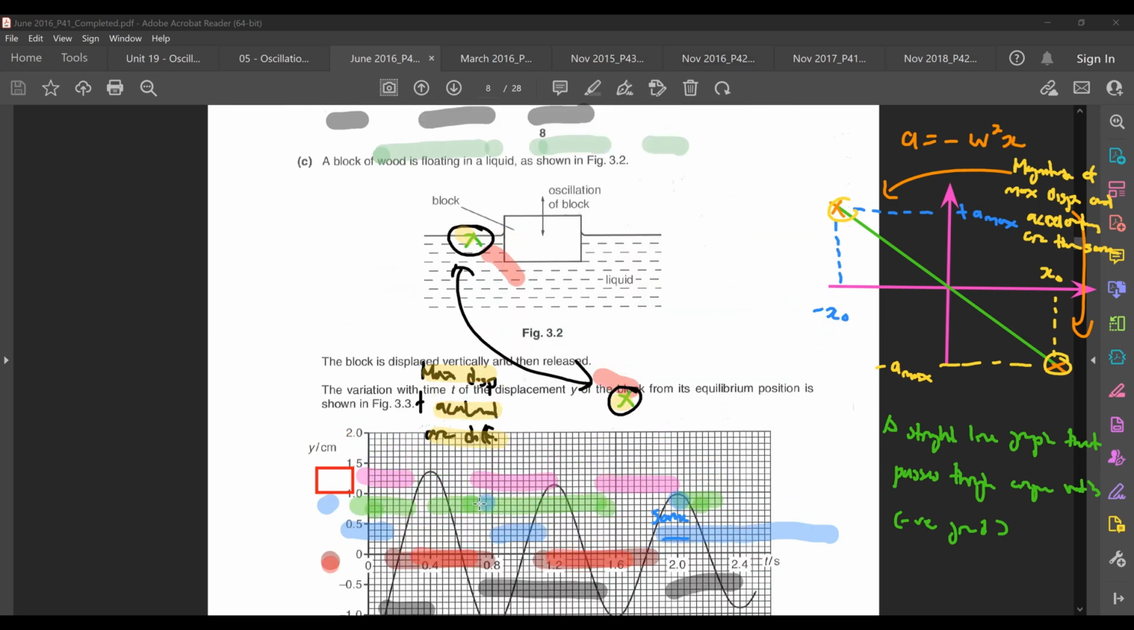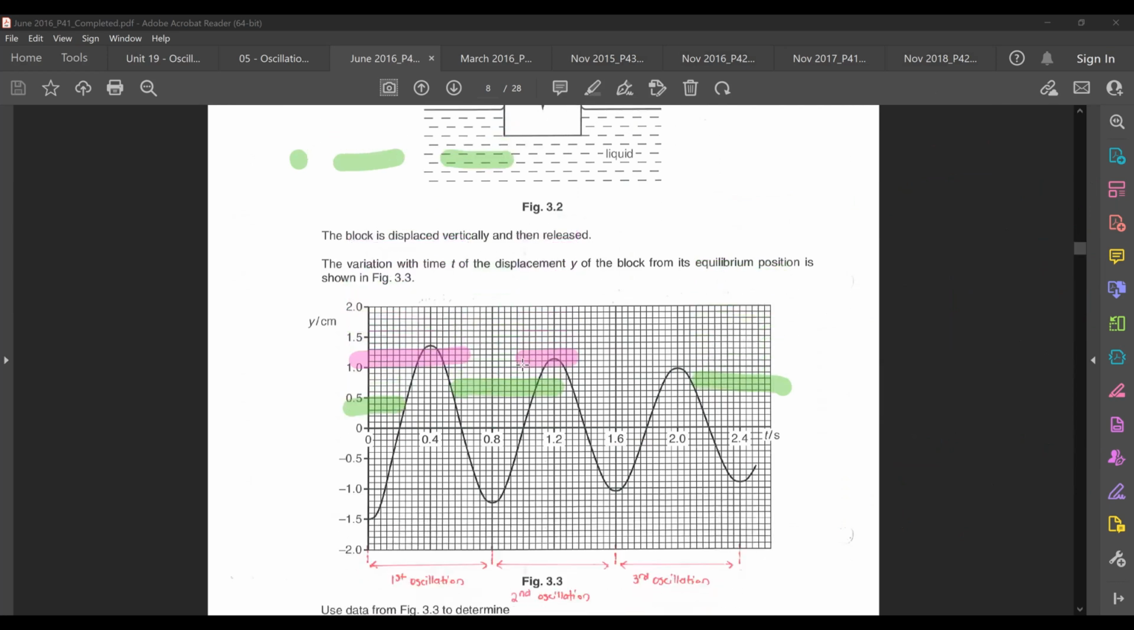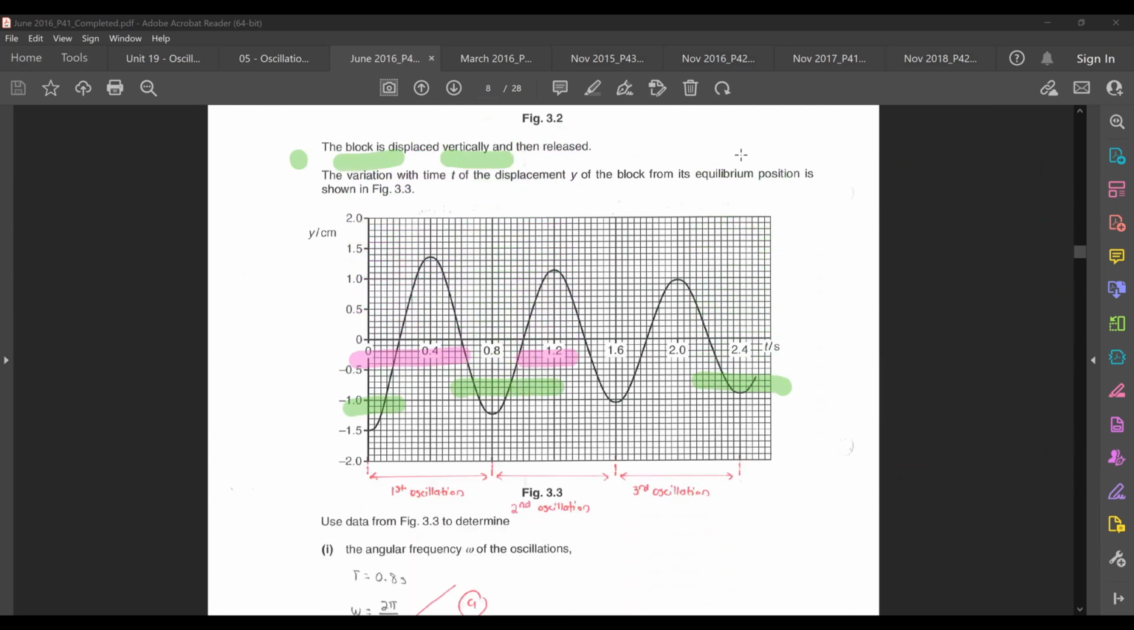Then you move on to part C. Now for part C, you have a block of wood that's floating in the liquid as shown. The block is displaced vertically and then released. The variation with time t of the displacement of the block from its equilibrium position is as shown in figure 3.3. This is the one that you see here. From there, calculate the angular frequency omega of the oscillations.